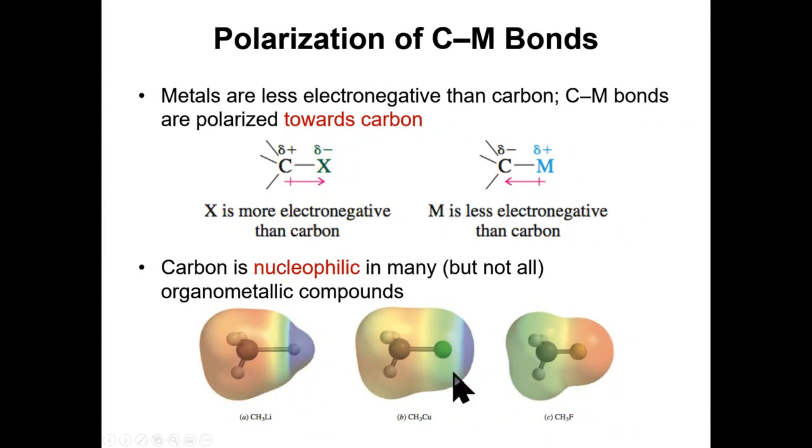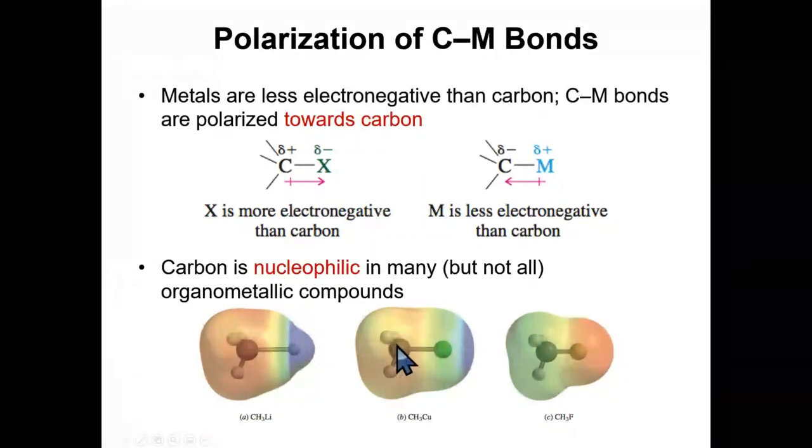So these electrostatic potential maps show the electron distribution of three relevant compounds. One is methyl lithium, one is methyl copper, one is methyl fluoride. As you can see in the methyl lithium, the carbon connected to the metal has a pretty intense red color, meaning negative charge on the carbon, okay?